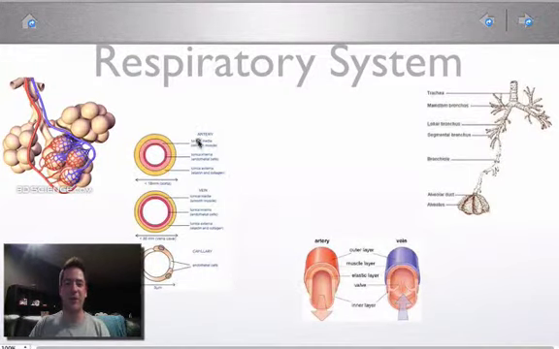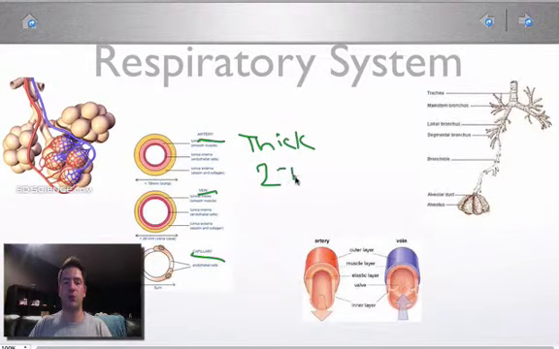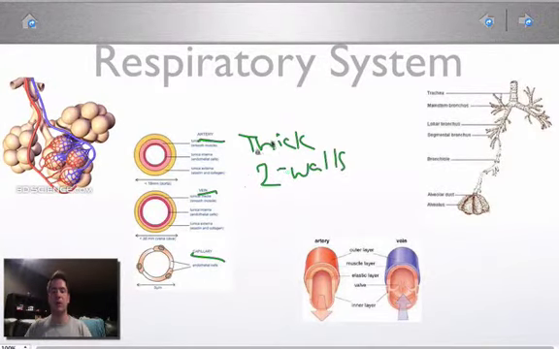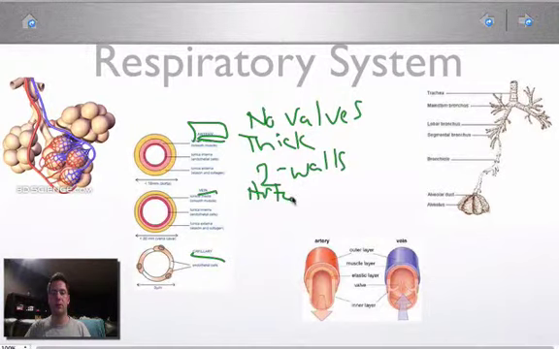Okay, so here we have arteries, veins, and capillaries. Arteries are very thick walled. They have a thick wall, and they have two walls. They're very thick, and they have no valves. So arteries: no valves, thick walls, double walled, and they pump blood away from the heart.